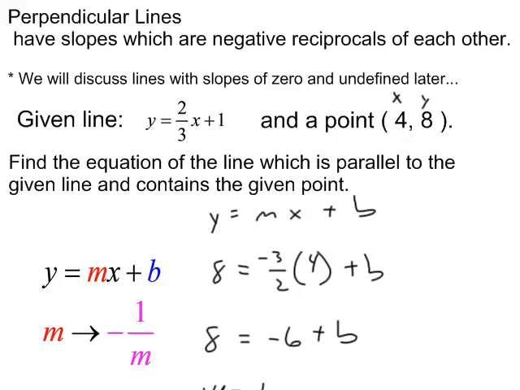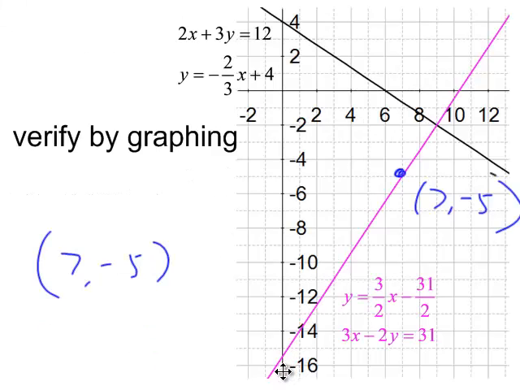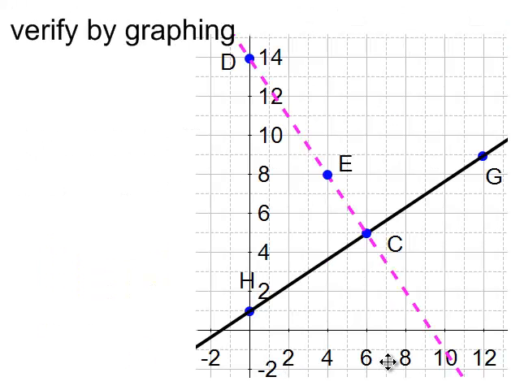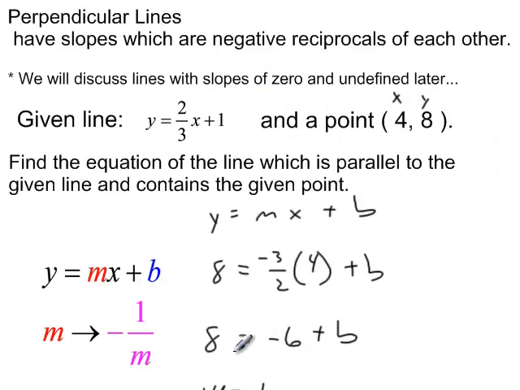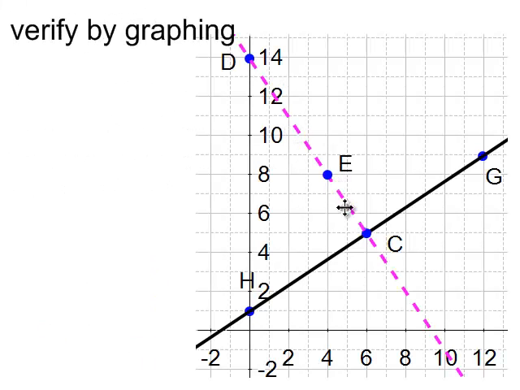I wonder if that worked. No, it's negative. No, wait, what am I doing? There we go. 14 is the b. Was that a negative slope? Sure enough, negative 3 over 2. Yeah, that works. Yeah, it does work.